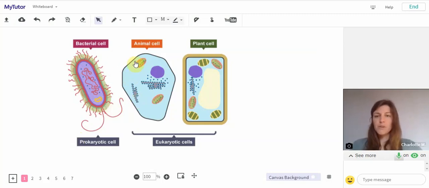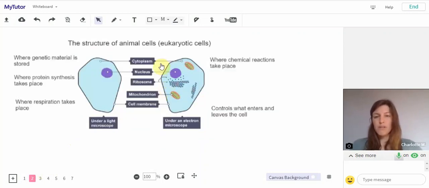So today we're going to talk about the difference between eukaryotic cells, animal cells and plant cells, and prokaryotic cells, bacterial cells. Let's start with animal cells. So there are 5 structures that we need to remember when we're talking about animal cells. The first is the cell membrane. This is permeable. It controls what enters and leaves the cell.